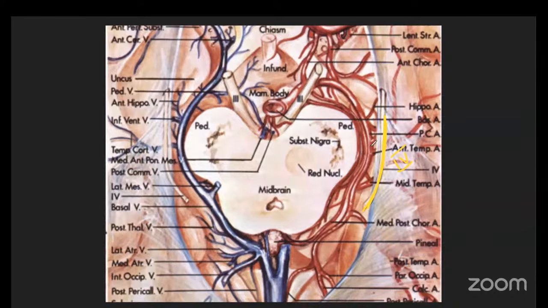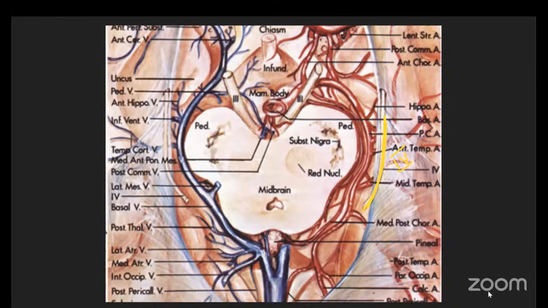And why am I mentioning PCA here? Because a lot of you might remember that during severe head injury, if a patient has a raised ICP to abnormal levels, PCA infarct can happen because it's getting compressed along the edge of the tent.